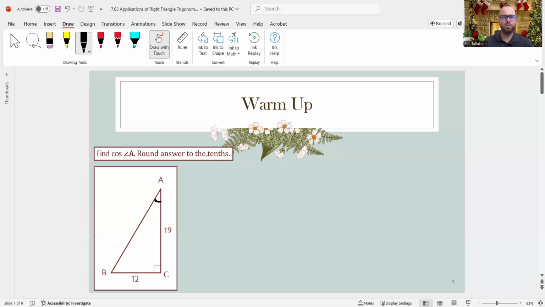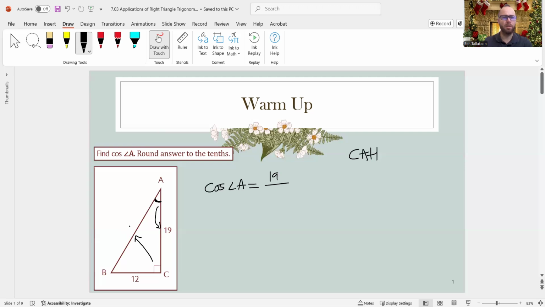Round answer to the tenths. Okay, we can't forget to do that. So cosine of angle A is CAH, so CAH, TOA, adjacent. So we got 19 over hypotenuse. Remember, that's always across from the right angle, but we don't know what that is. So we have experience with this, though, don't we?